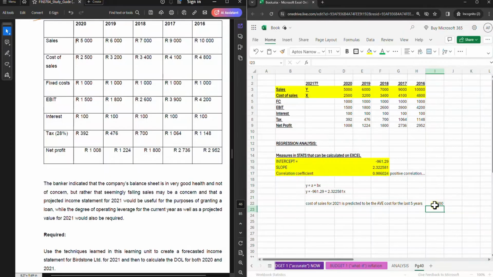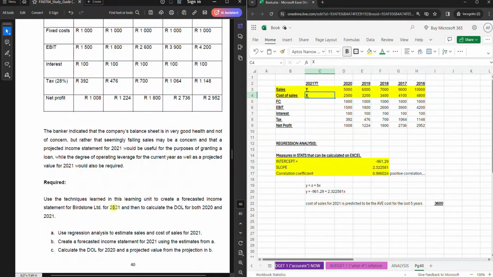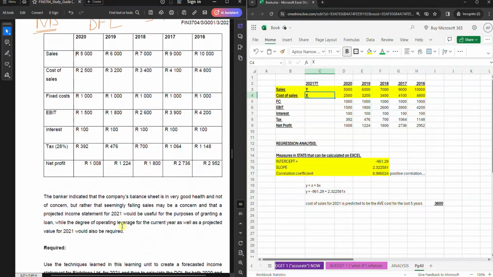Does that make sense? Yes. Okay, I'm using an average because I wasn't told how the costs are going to change from this year to next year. I don't have an expectation. I wasn't told anything about the costs.